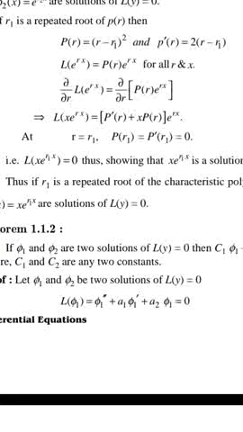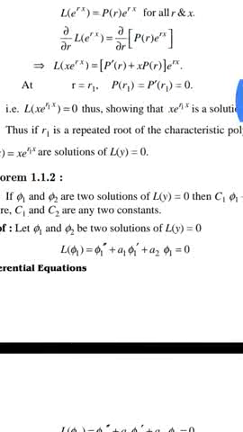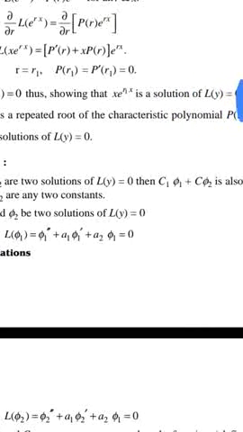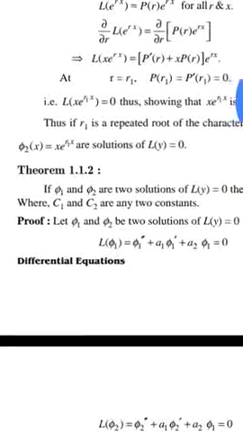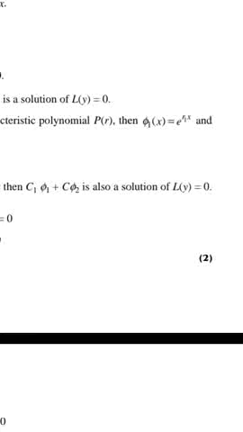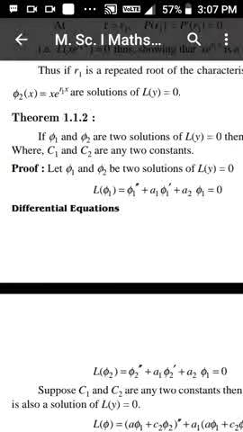L of x into e raised to rx is equal to p dash of r plus x into p of r, times e raised to rx. At r is equal to r1, p of r1 is equal to p dash of r1 is equal to 0. Therefore, L of x into e raised to r1x is equal to 0, showing that x into e raised to r1x is a solution of L of y is equal to 0. Thus, if r1 is a repeated root of the characteristic polynomial p of r, then phi1 of x is equal to e raised to r1x and phi2 of x is equal to x into e raised to r1x are solutions of L of y is equal to 0.